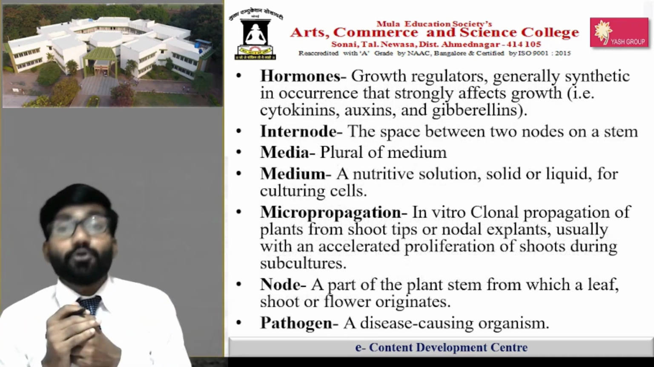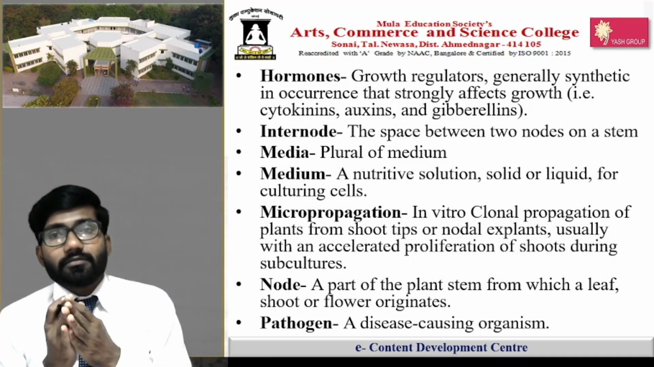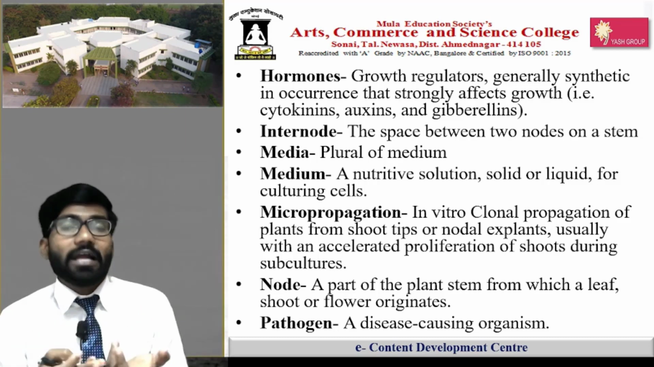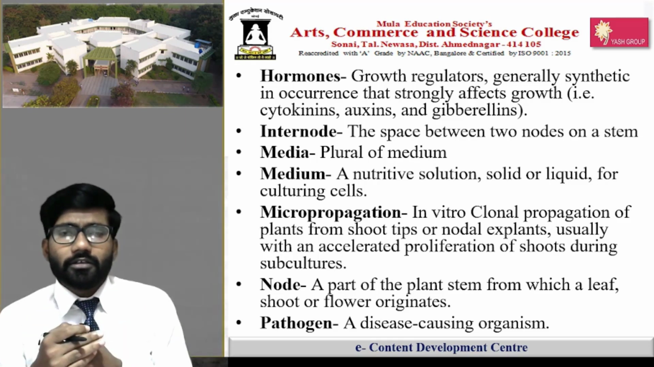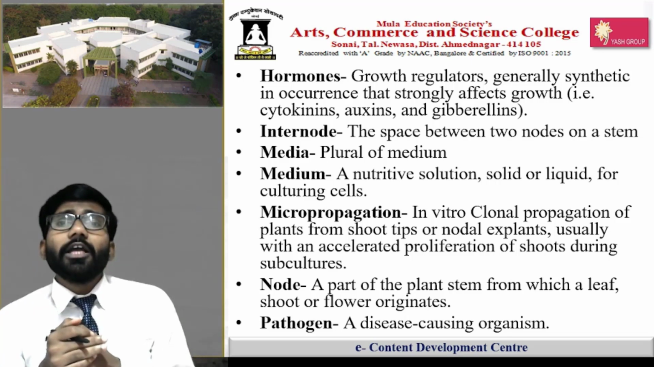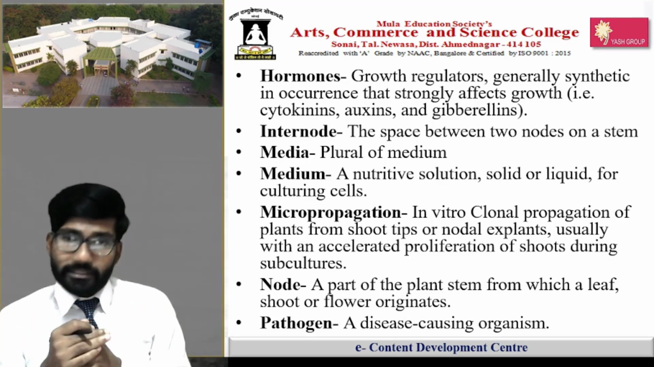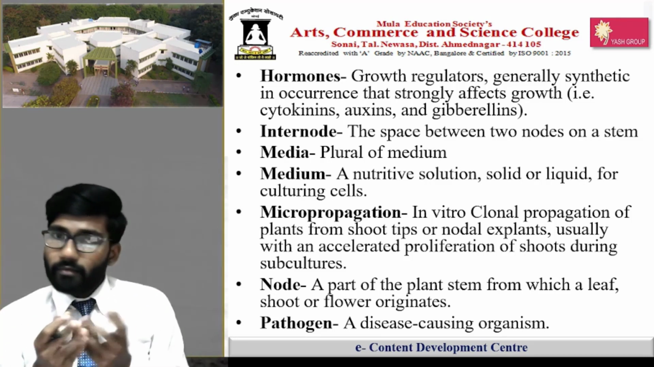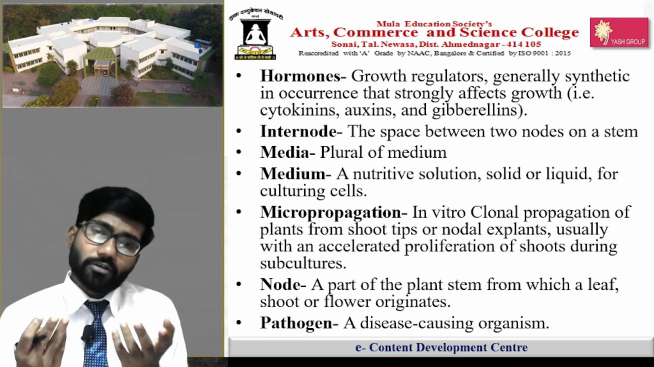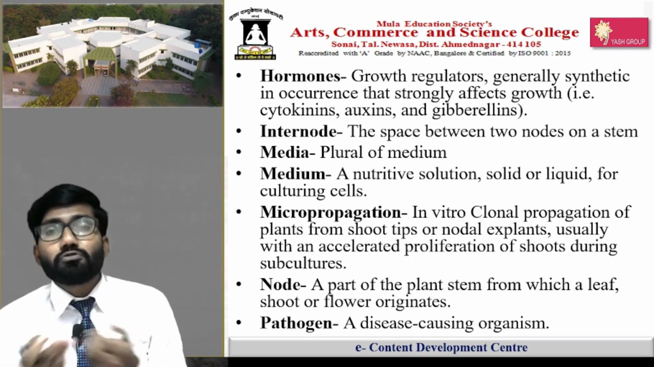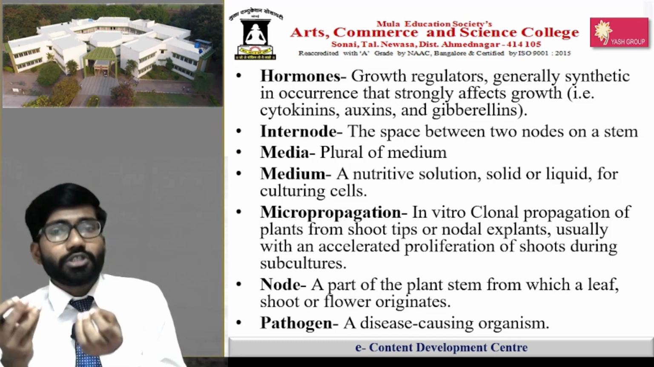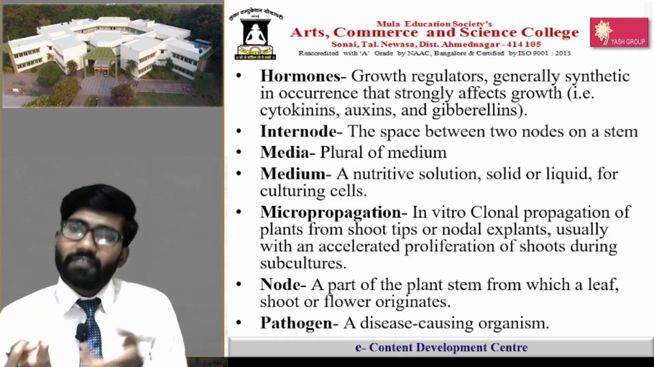Next one, hormones. Growth regulators, generally synthetic in occurrence, that strongly affect growth, that is cytokinin, auxin, gibberellic acid, ethylene. So the plant growth regulator is known as the hormones. Internode, the space between two nodes on a stem. Media means a flora is a medium. Media is the culture media. They have different types of nutrients like micronutrients, carbon source, vitamins, some hormones. So medium is the nutritive solution. It's the solid or liquid for culturing cells.